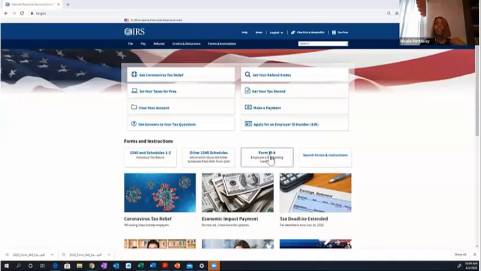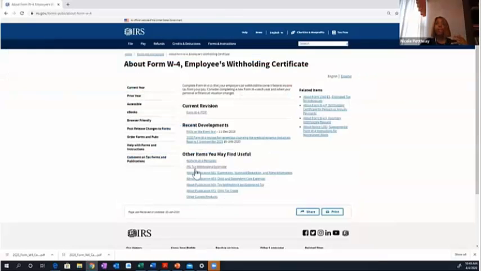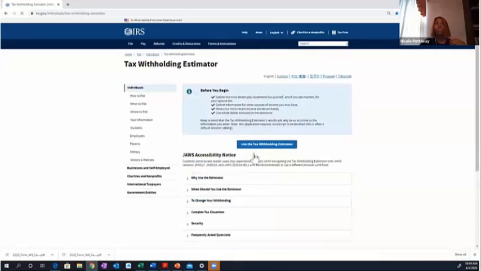And then you can click on the form W-4 here. The site has changed a little bit because they've added a lot of stuff about coronavirus, but you can click on the form W-4, and that's going to take you to the W-4. And then you click on the IRS tax withholding calculator. So this is another way to actually get to the W-4 online.